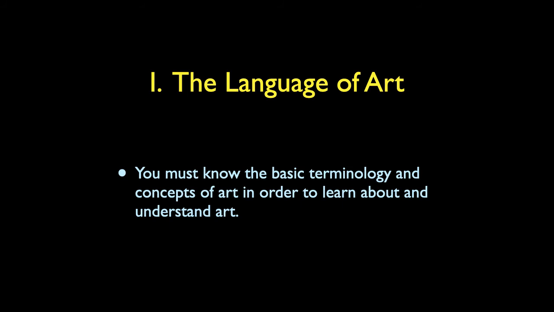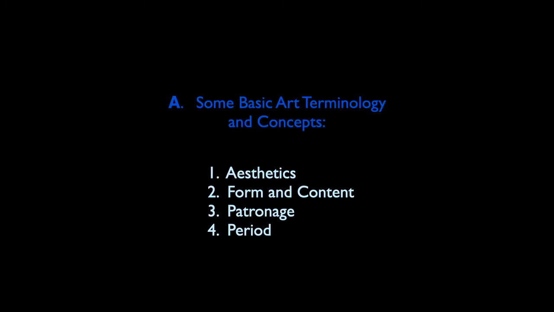To understand art at all, you have to know what the artist and critic are talking about, and to have an awareness of the context the art is presented in. So next, we'll talk about some basic art terminology and concepts. And here are some terms to get us started. Aesthetics, form and content, patronage, and period.